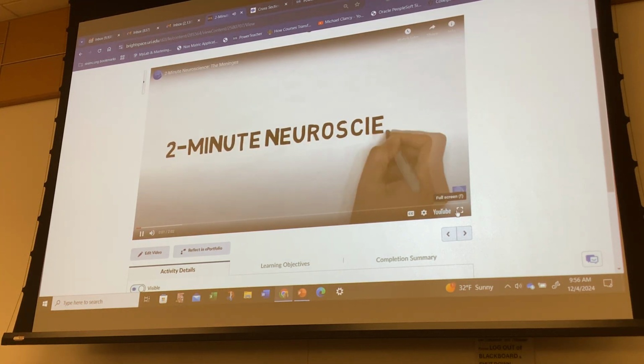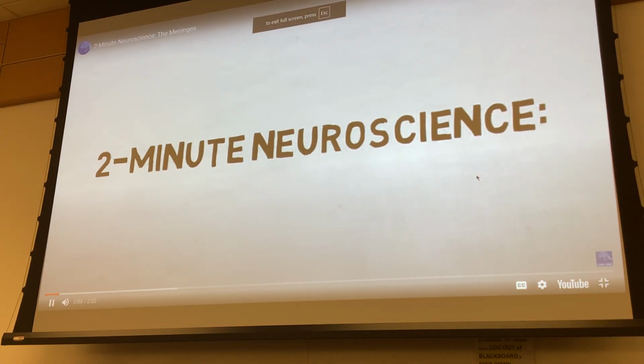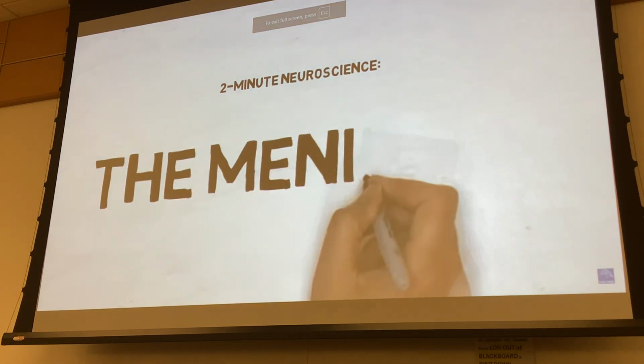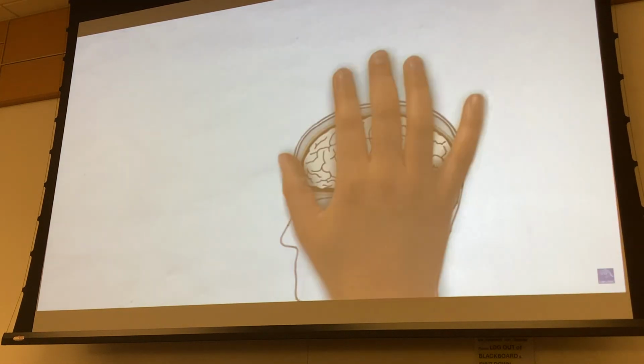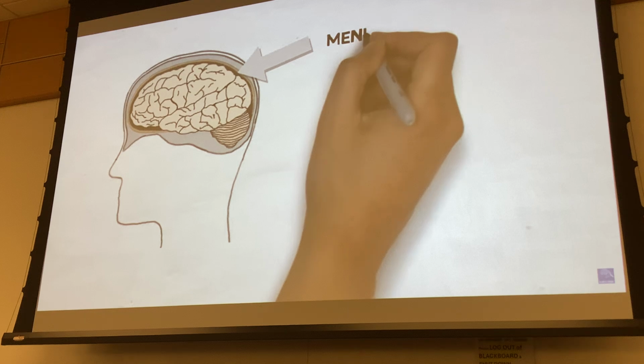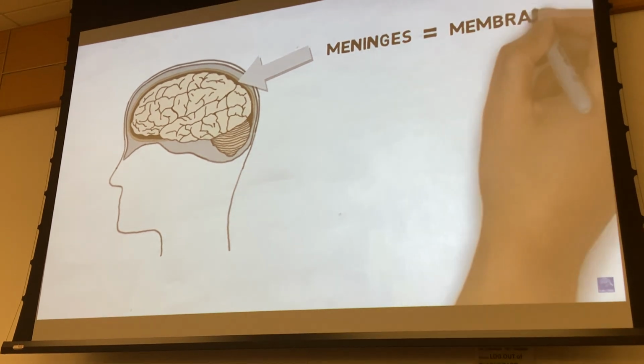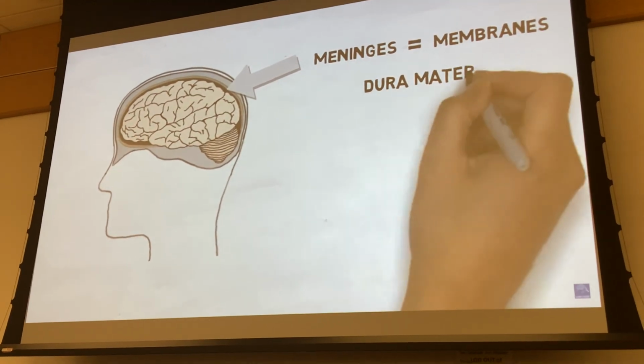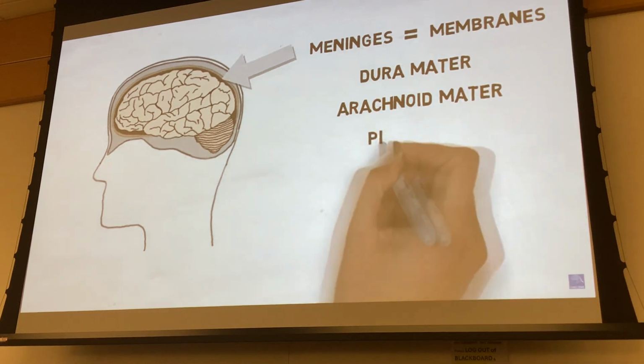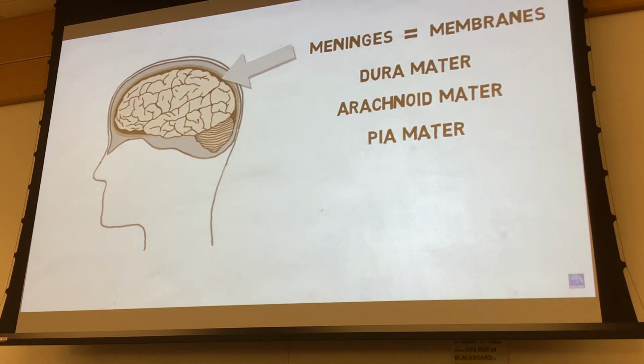versus Science, where I simplistically explain neuroscience topics in 2 minutes or less. In this installment, I will discuss the meninges. The term meninges comes from the Greek for membrane and refers to 3 membranes that surround the brain and the spinal cord: the dura mater, the arachnoid mater, and the pia mater. The meninges protect and provide structural support for the brain, as well as contain cerebrospinal fluid.